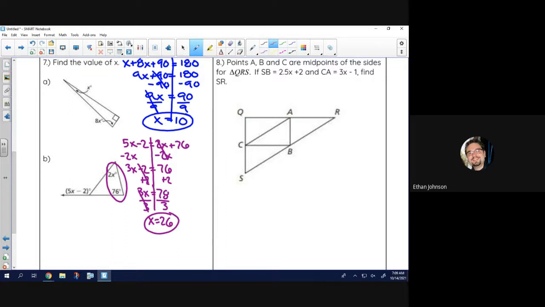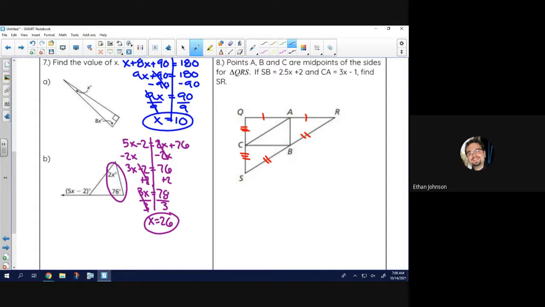Question 8. This is our mid-segment problem. It says points A, B, and C are midpoints of the sides for that triangle. So before I go any farther, I'm going to mark that. I know A is the midpoint of QR, so both of those have to be congruent. I know B is the midpoint of SR, so both of these have to be congruent. And I know C is the midpoint of QS, so these have to be congruent.